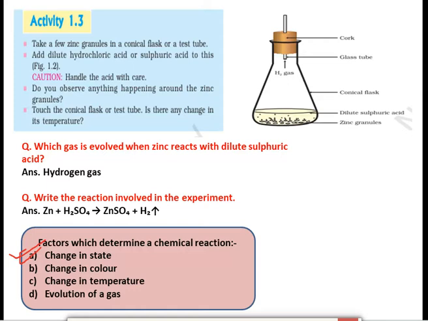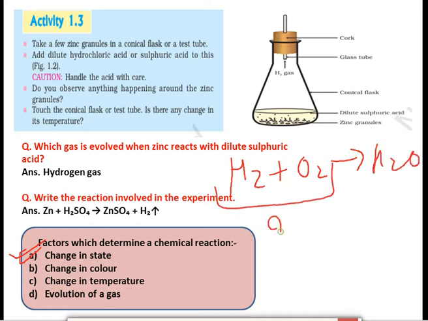For example, let's write one reaction: H2 plus O2 gives H2O. Hydrogen and oxygen both are present in the gaseous state, but we know that H2O, water, is present in the liquid state. So we can see that gaseous substances are changed into liquid substances after a chemical reaction. This represents the change of state, right?